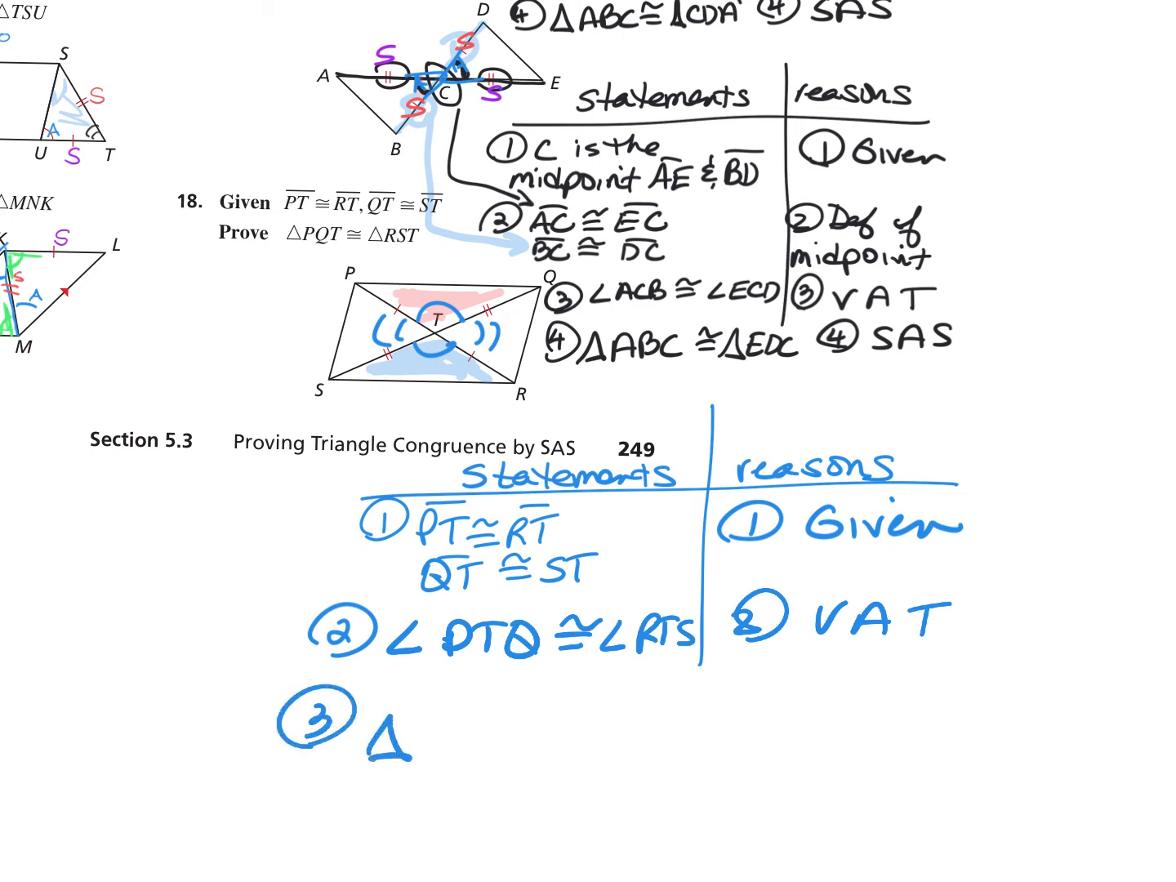And then now triangle PQT is congruent to triangle RST. And again, shortcut is side angle side. Because again, you've got a side, an angle, and then a side and a side. And again, it is the included angle.